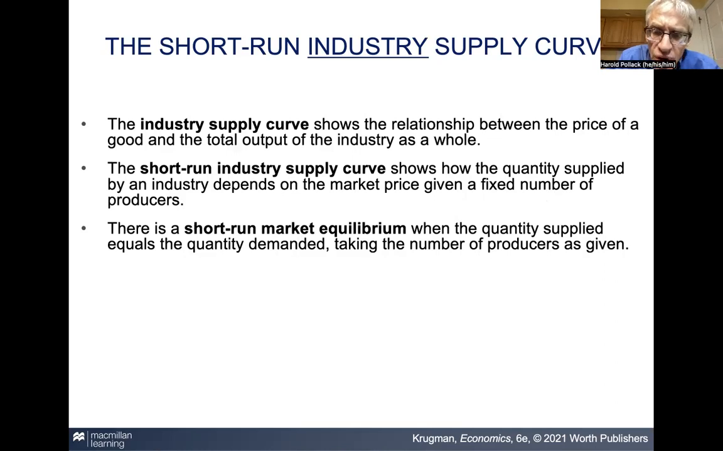There's a short-run market equilibrium where the quantity supplied equals the quantity demanded, given that the number of producers is fixed. Right now, there are 6 bagel shops in Hyde Park, and they're going to pick a supply curve that is influenced by the demand for their product. And there's some equilibrium price and quantity, given that we have 6 bagel shops.